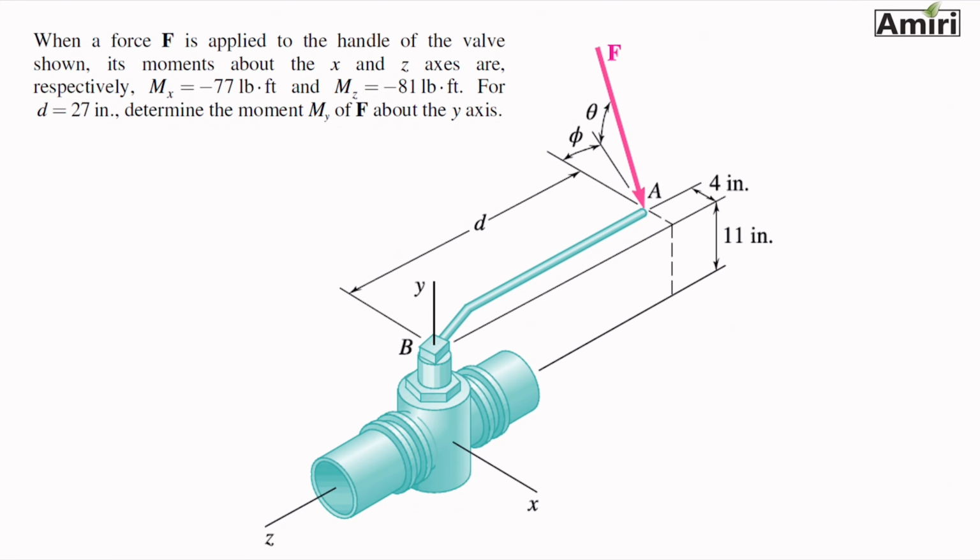All right, let's look at another problem, moment about a point or moment about an axis. There's an axis in it, but we'll see how we can solve it from moment about a point. In this problem, force F is applied to the handle of the valve as it's shown. Its moments about the x and z axis are given. M sub x is minus 77 pound-foot, M sub z is minus 81 pound-foot. D is given as 27 inches. Determine the moment M sub y of F about the y axis.